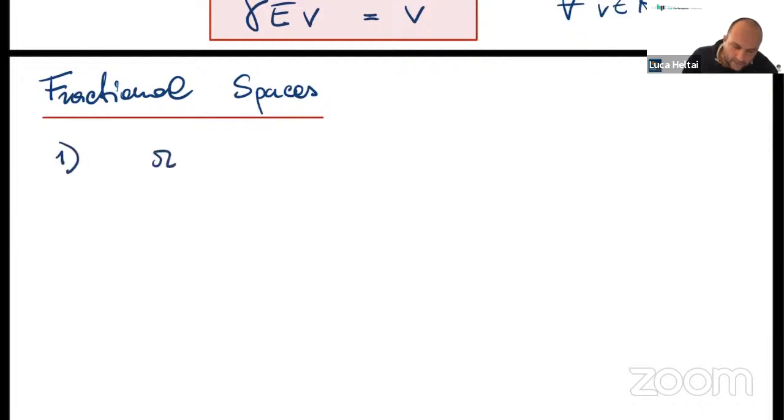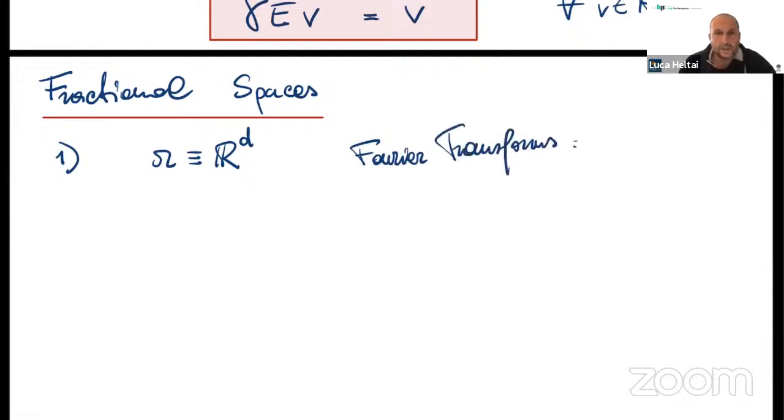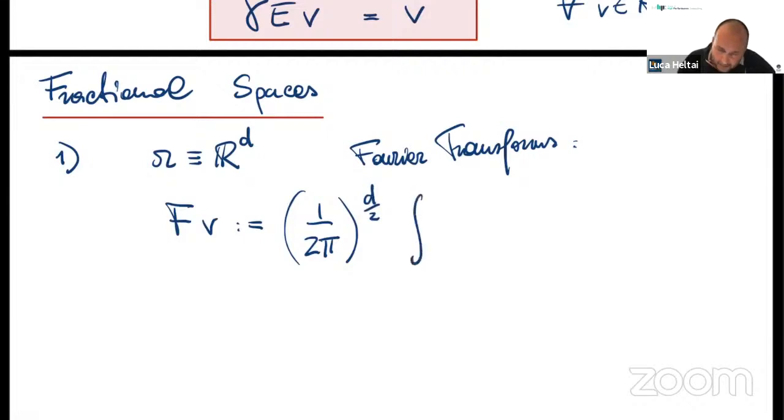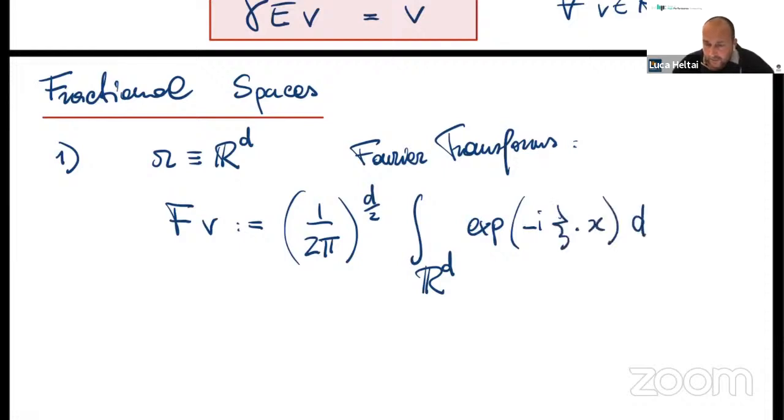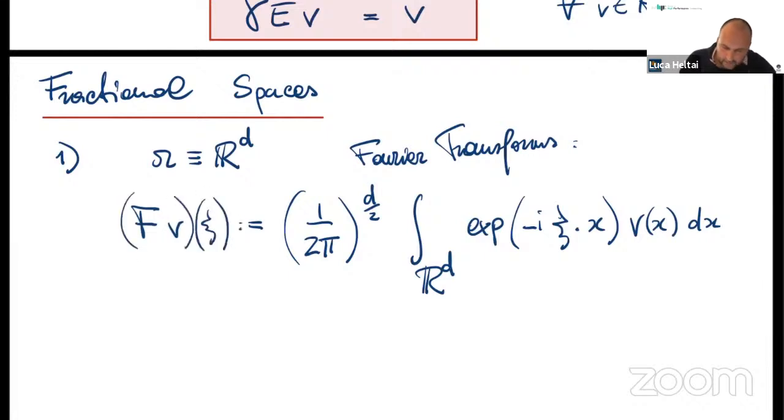Option number 1: Omega coinciding with R^d, then one uses the Fourier transform. Let me define what the Fourier transform of a function v is. The Fourier transform of a function is defined as 1 over (2 pi) to the power d/2, where d is the dimension, times the integral on R^d of the exponential of minus i xi dot x, v of x, dx. And this object written here on the left is evaluated at xi.